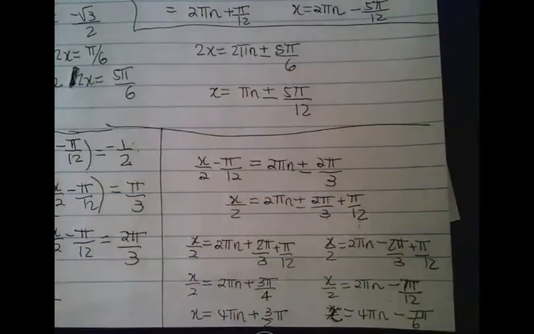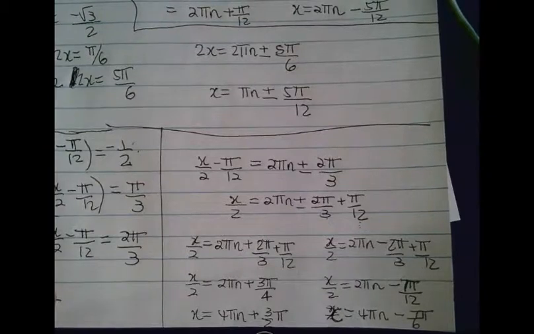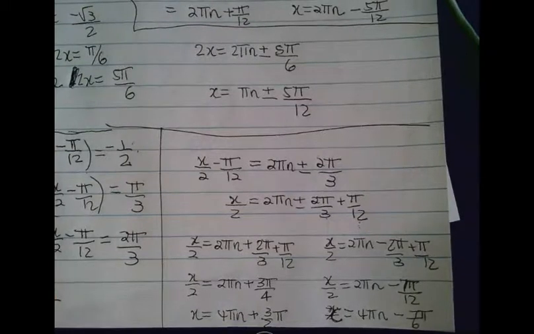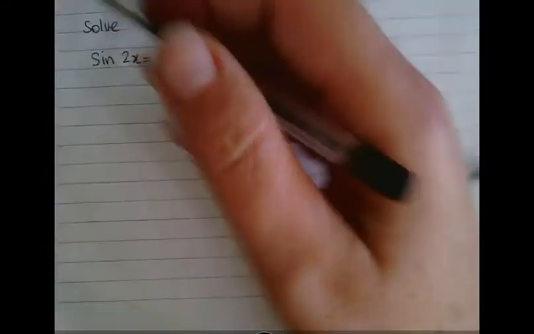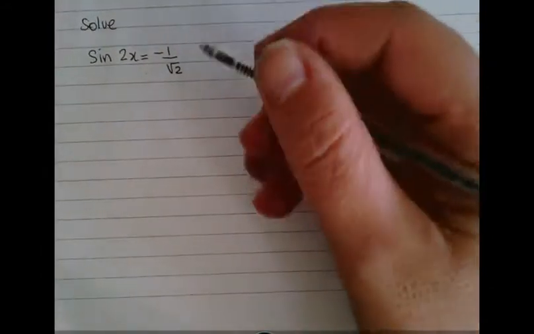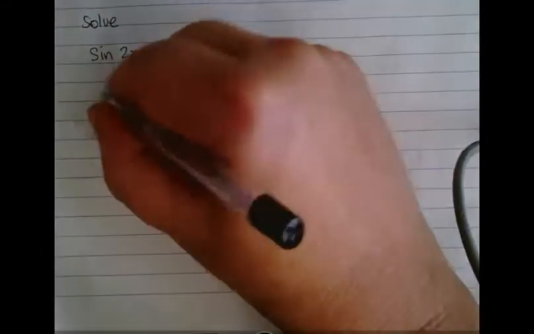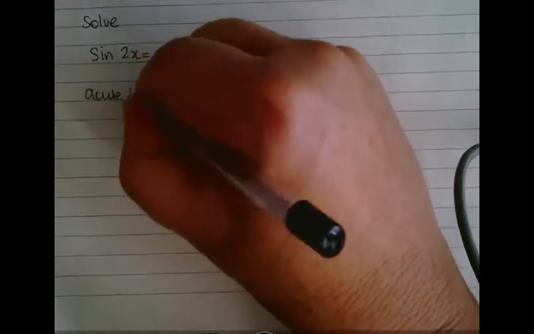Now, the only thing, I didn't do a sine where sine is negative. Sine is negative in quadrants 3 and 4. You would use quadrant 4 for the sine being negative. I should do one of those, actually. I'll do one now. So solve sine of 2x is negative 1 on root 2. So acute angle sine is what?